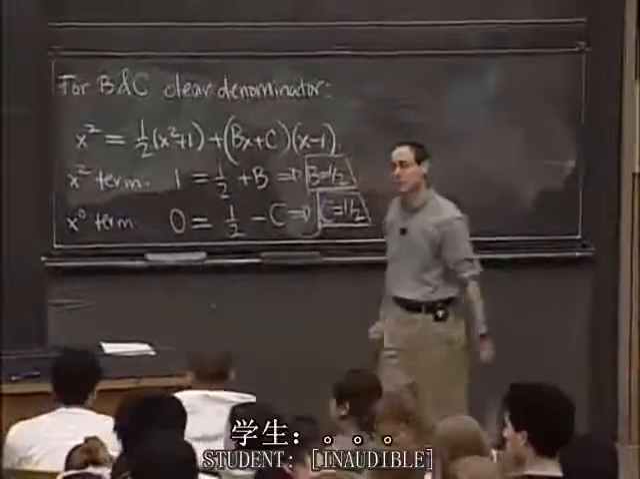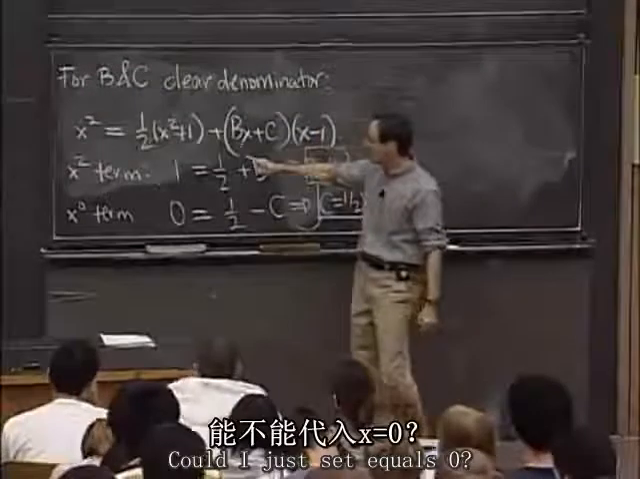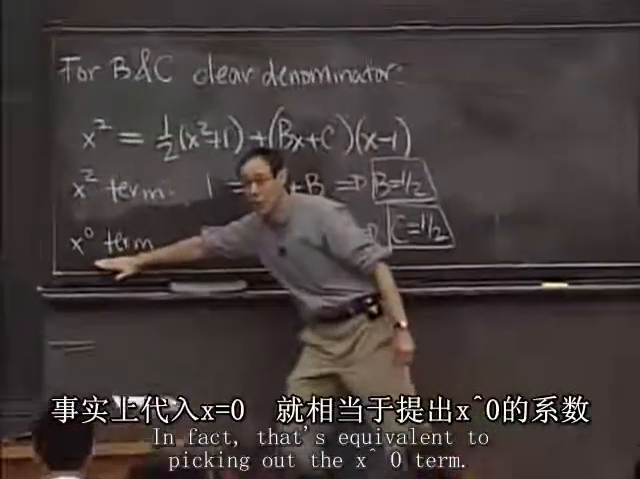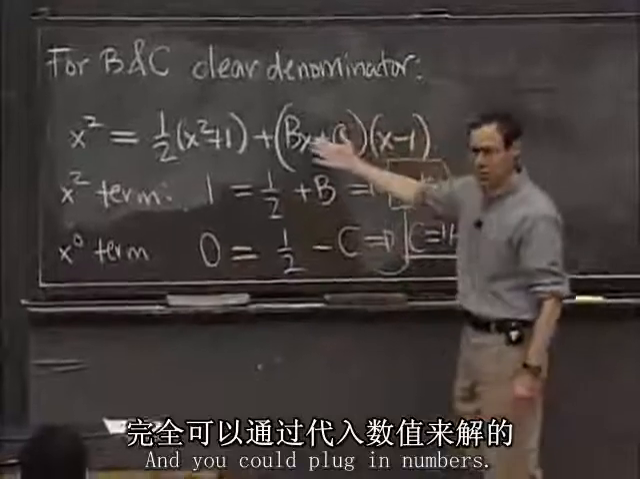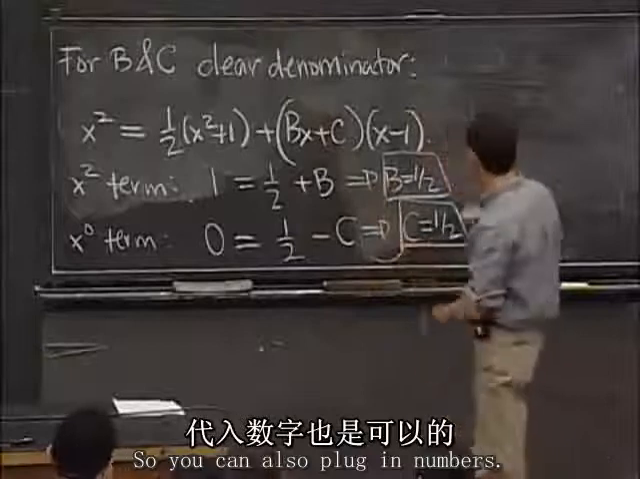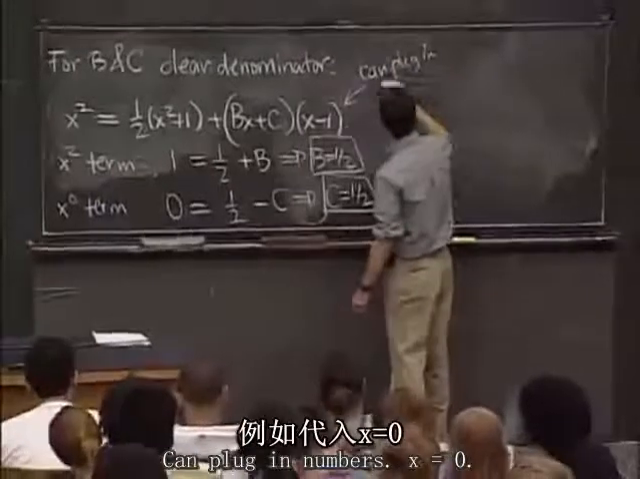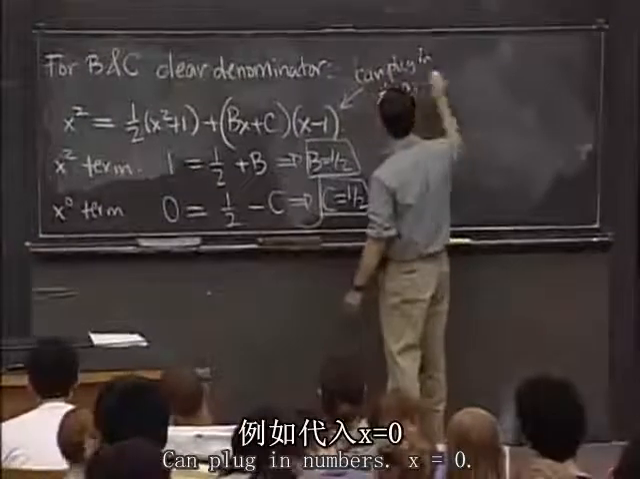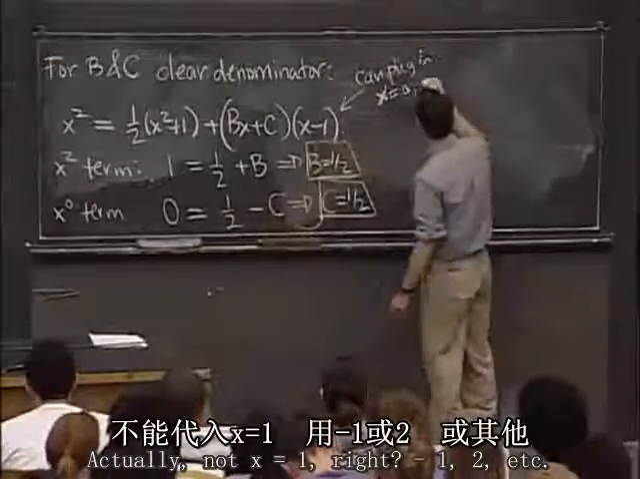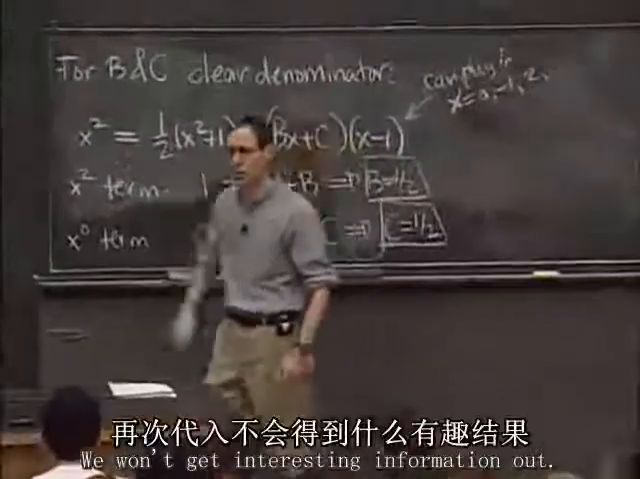Yes? Another good question. Could I just set x equals 0? Absolutely. In fact, that's equivalent to picking out the x to the 0 term. And you could plug in numbers if you wanted. That's another way of doing this. So you can plug in numbers, x equals 0. Actually, not x equals 1, but minus 1, 2, etc. Not 1, just because we've already used it. We won't get interesting information out.